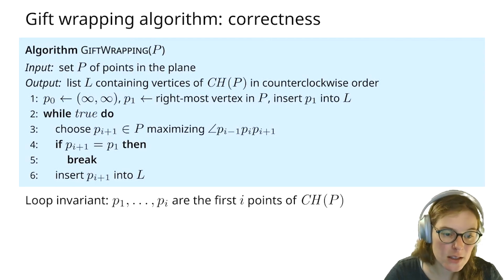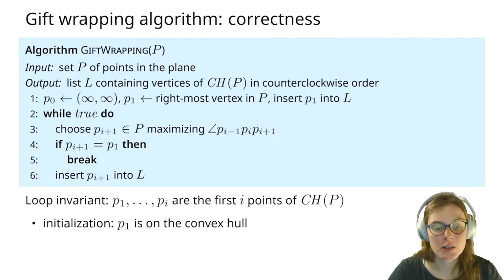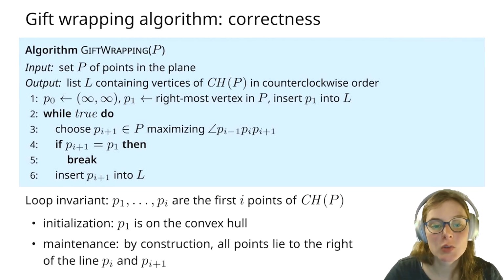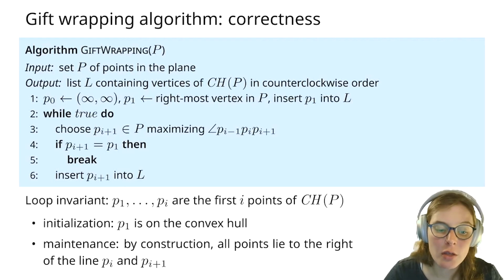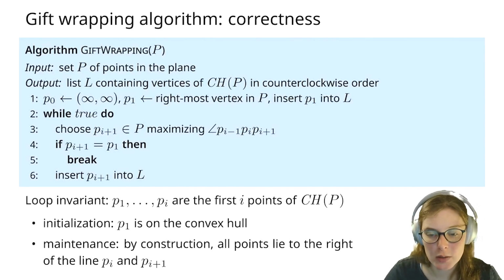To prove this invariant, we start with initialization. Indeed, P1 by construction is on the convex hull. And in the maintenance, we can use the property that the algorithm ensures that all the points lie to one side of a line drawn through Pi and Pi plus 1.